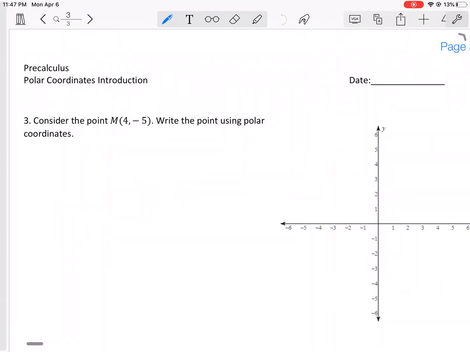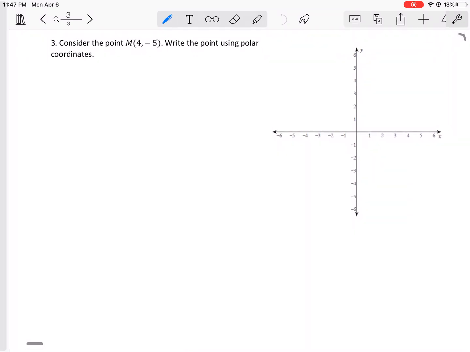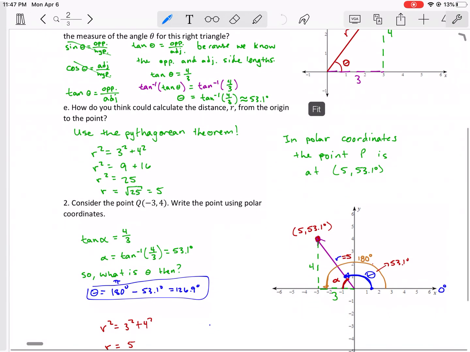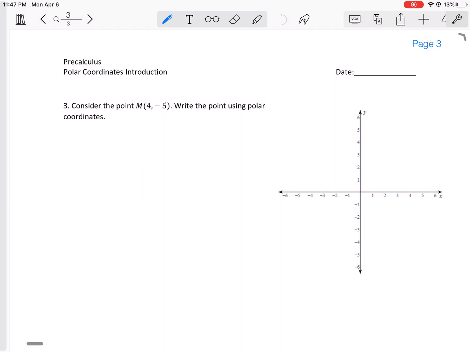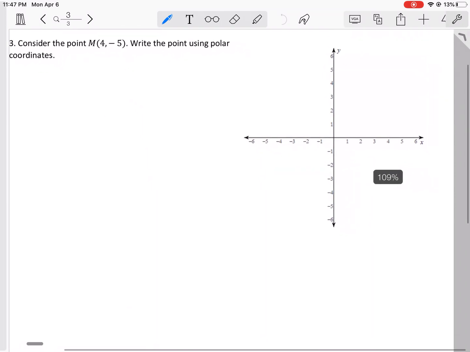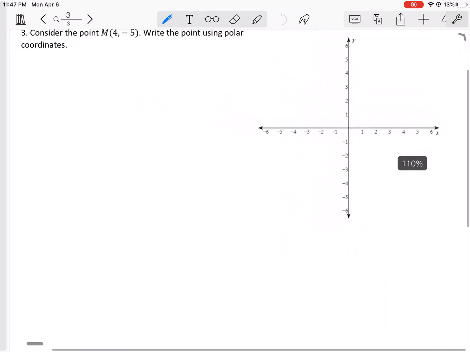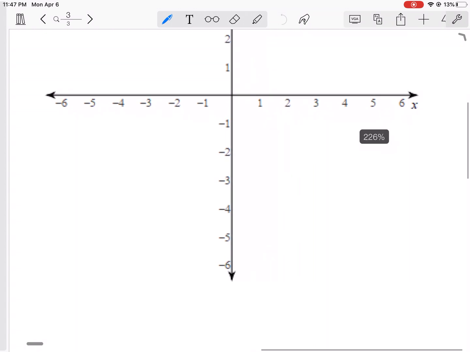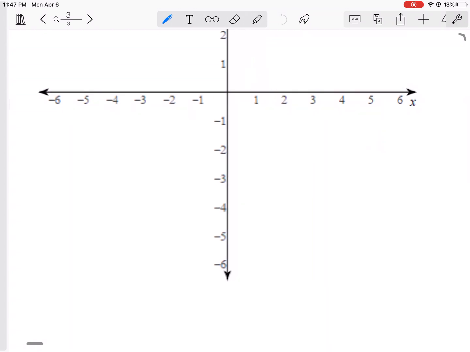All right, and one more here. We want to consider the point M. I didn't call that P on that other page, did I? No, I didn't. M, which is at 4, -5. So again, I encourage you, try to do this one on your own, and then follow along here to make sure you get the same thing. So 4, -5 is this point right here.